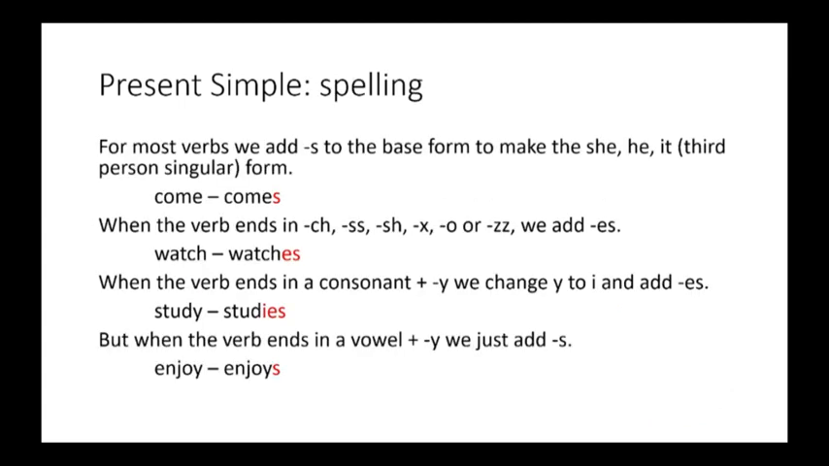Let's see, how do we actually add this? S or es. When do we add s and when do we add es? So for most verbs, we just add s to the base form to make the he, she, and it third person singular form. For example, come, comes. But when the verb ends in one of these ways, we add es. So, for example, watch, it ends in ch. And that's why we add es. Watch, watches.